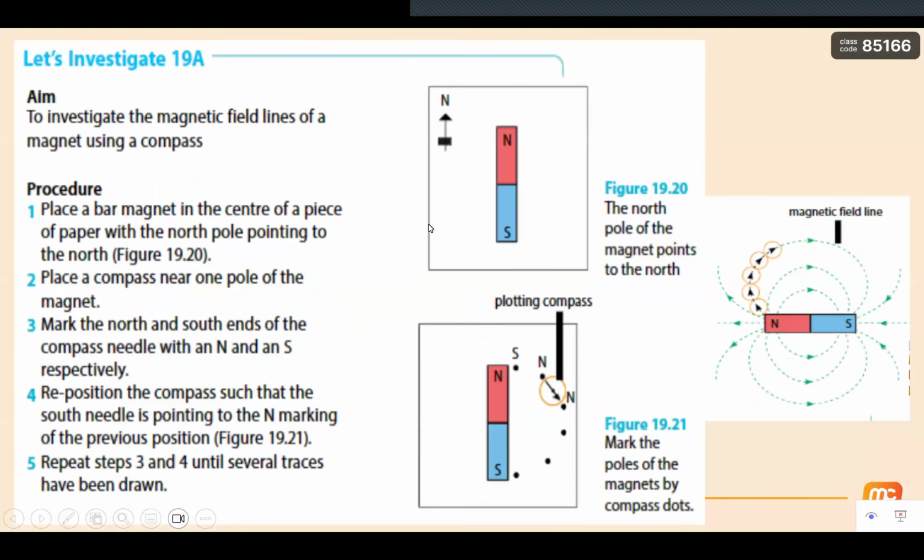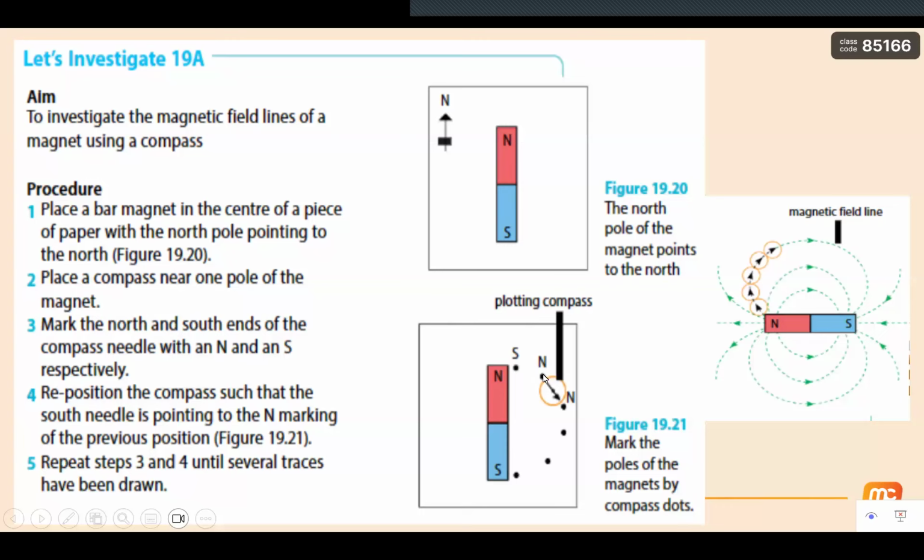Okay, so how do we determine the magnetic field lines? We can determine the magnetic field lines using the following method. It's a must for you to be able to describe experiments to determine the magnetic field lines around a magnet using a compass. So the first step is I just place a compass at the center of a piece of paper. Then I start to place my compass at either one end, either the North Pole or the South Pole, up to you. So I place a compass at one end. I mark the North Pole and South Pole of the compass needle with N and S respectively.